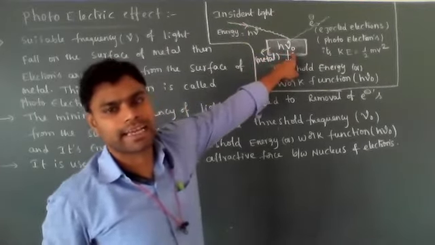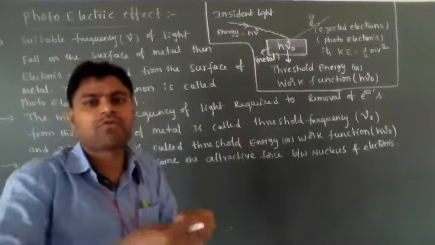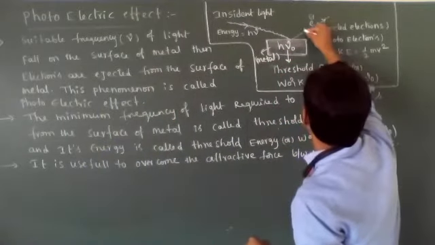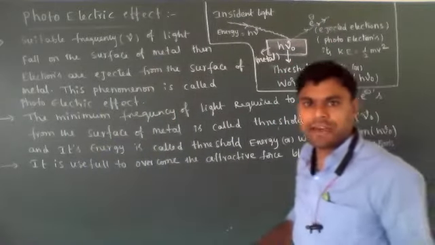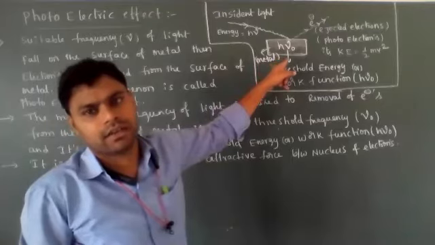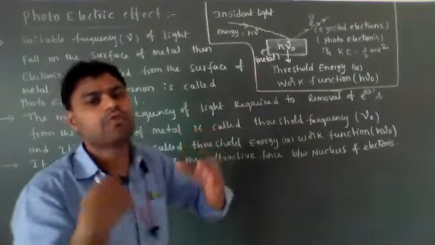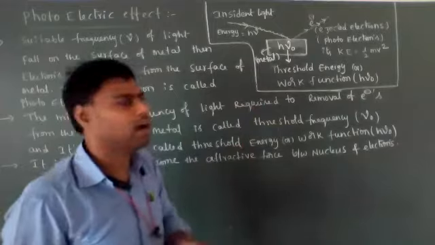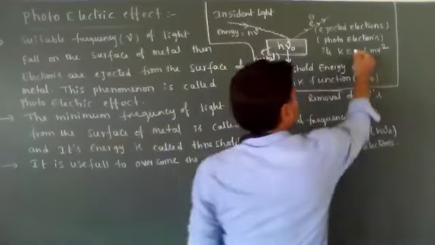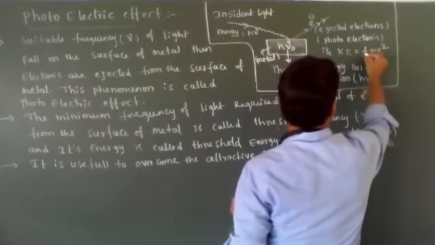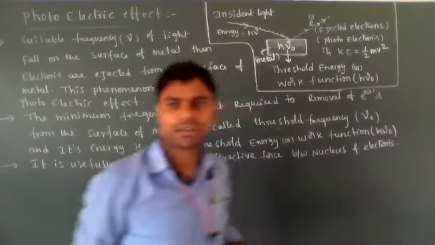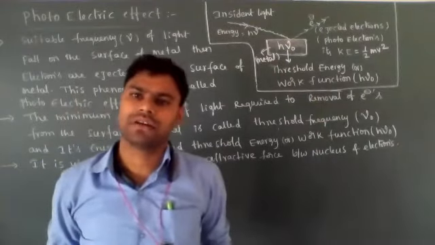Then what happens? The excess energy is utilized to remove an electron from the surface of the metal, meaning some electrons are ejected. The electrons are ejected, meaning they are moving. What type of energy do they have? The electrons have kinetic energy. What is the kinetic energy formula? Kinetic energy, K E, is equal to half m v square. m means mass of electron, v means velocity of electron.